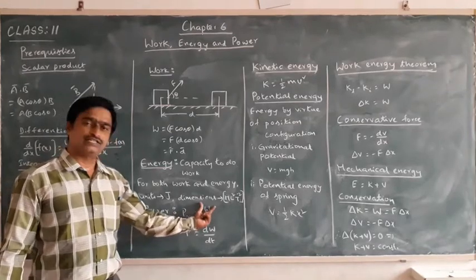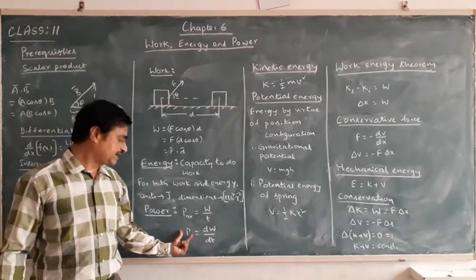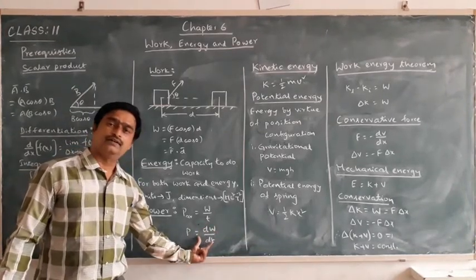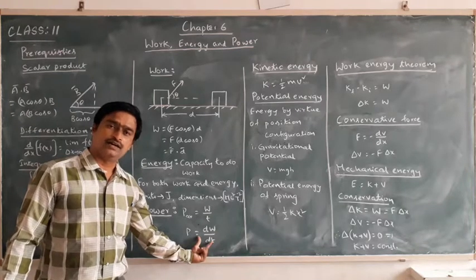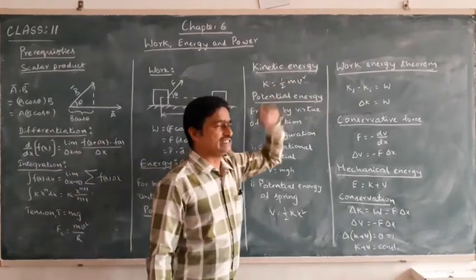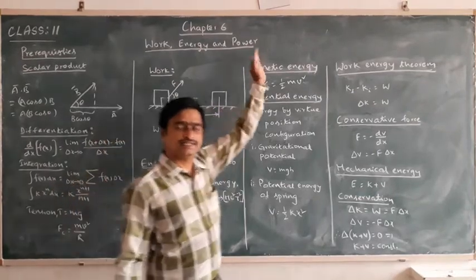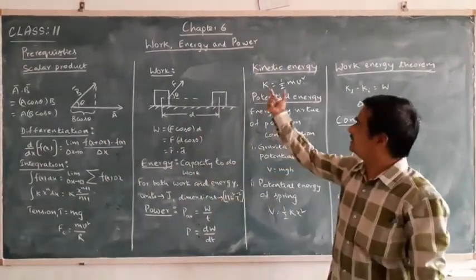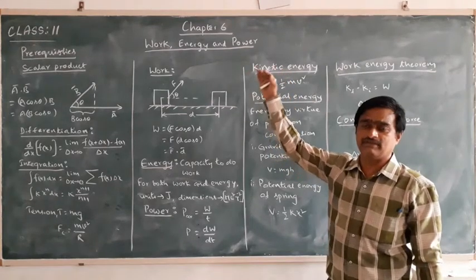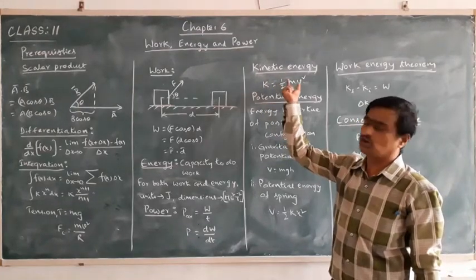P average is written as total work divided by total time, or instantaneous power, that is from point to point or from time to time, is the differential of work with respect to time. The time rate of work is called power. Then kinetic energy. If you take the different types of energies, first we get kinetic energy. The energy by virtue of motion is called kinetic energy. If your body is having motion, then we can say that some kinetic energy is there. This is given by K is equal to half mv square.